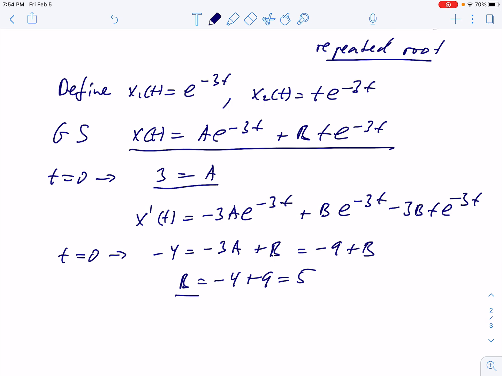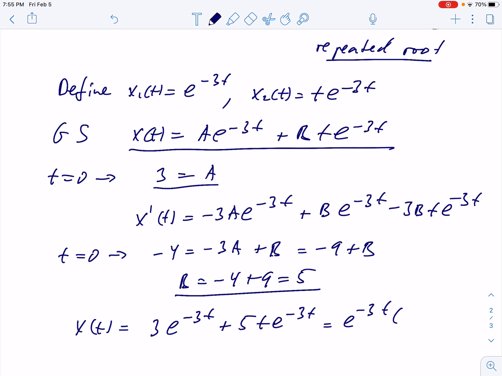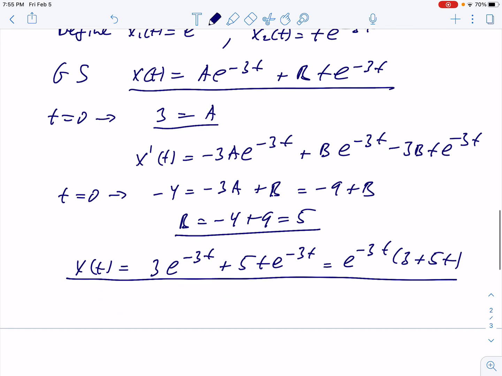Excellent. We found b, we have a, so I'm writing the solution that corresponds to the initial conditions. 3 times exponential negative 3t plus 5t exponential negative 3t. We can factor the exponential and write it this way. Here, 3 plus 5t. Okay.